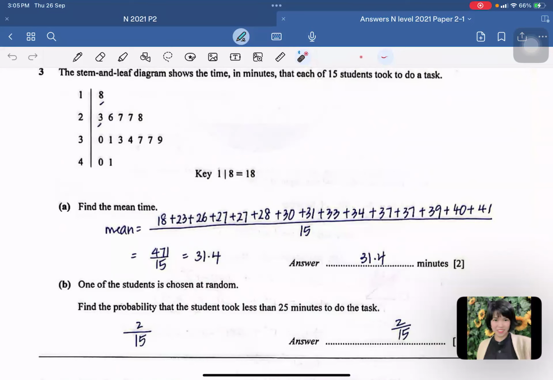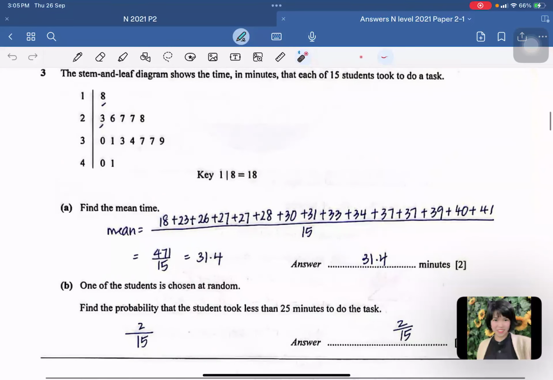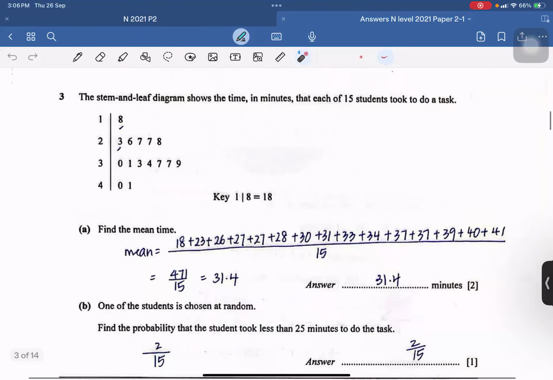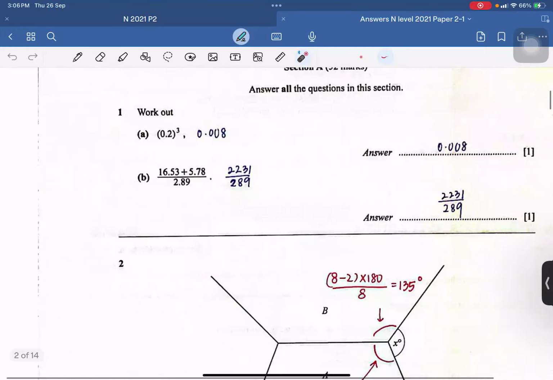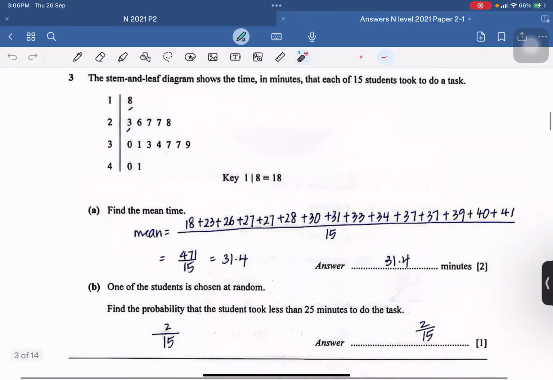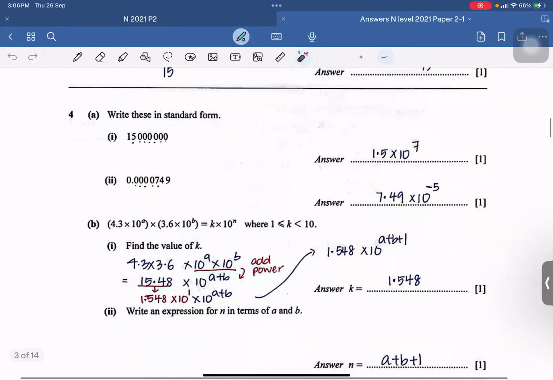Right. One of the students is chosen at random. If I want to choose one student, there are 15 students to begin with. So I start with 15 students. They want the number of students who took less than 25 minutes. Less than 25, so 25 is the cutoff point. Only 2 took less than 25. So the probability will be 2 over 15. Okay, all these numbers so far, questions 1, 2, and 3, still okay so far? Should be okay, right?